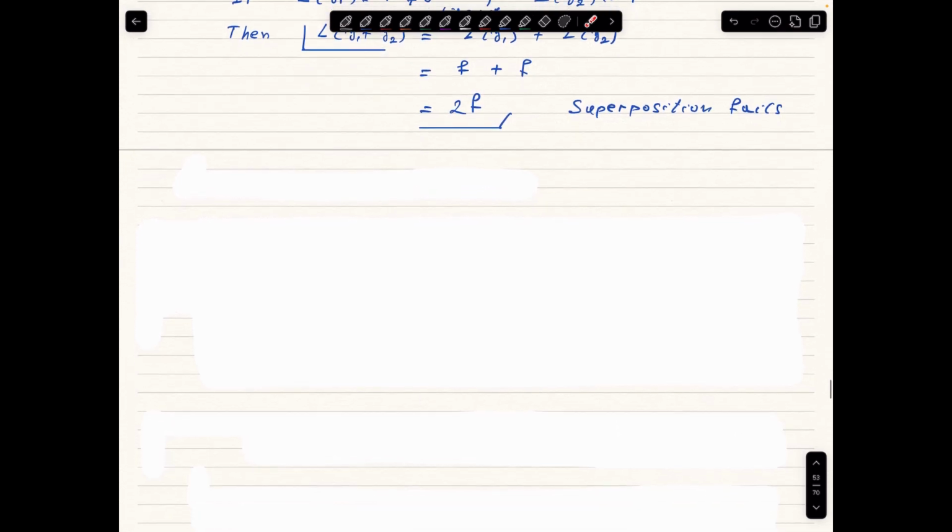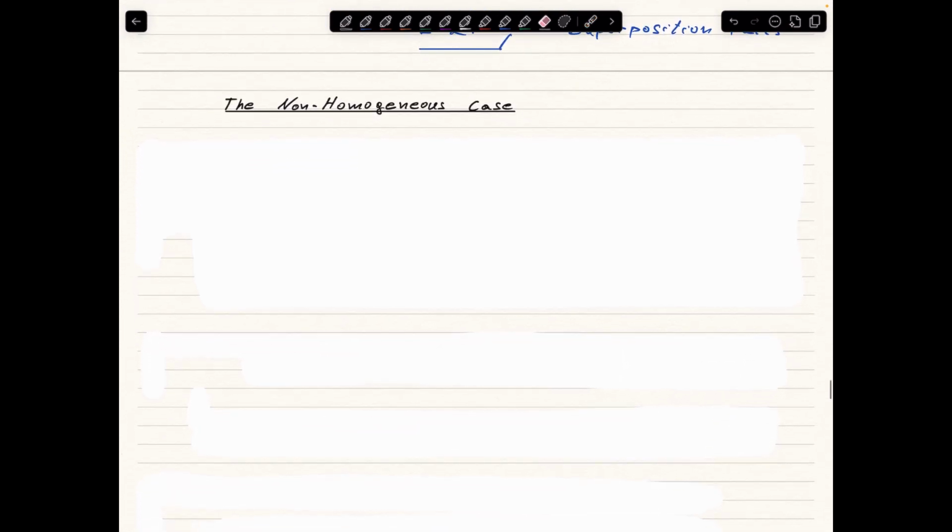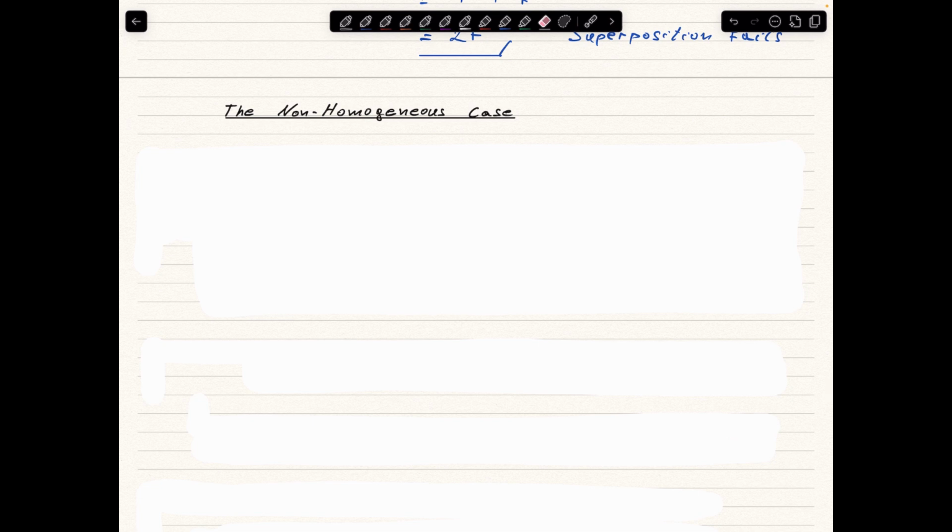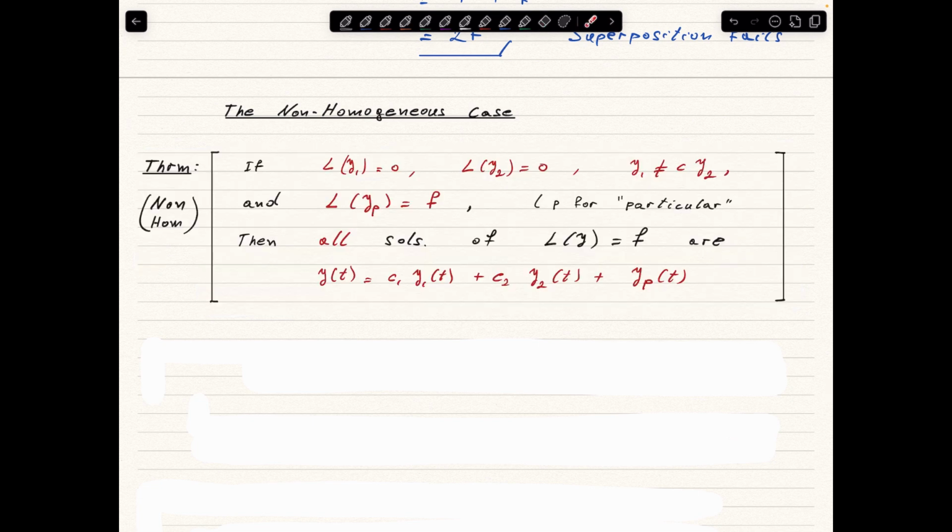And this is what we do now. What happens in the non-homogeneous case? Well, what can actually be proven is the following statement. Suppose now that we have y1 and y2 which are not proportional to each other, and they are solutions of the homogeneous equation, so equals 0 here. Okay, this is y1 and y2, just like before.